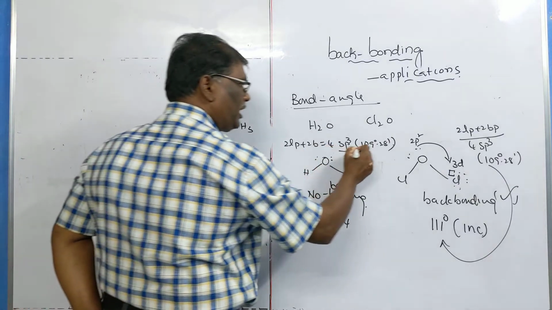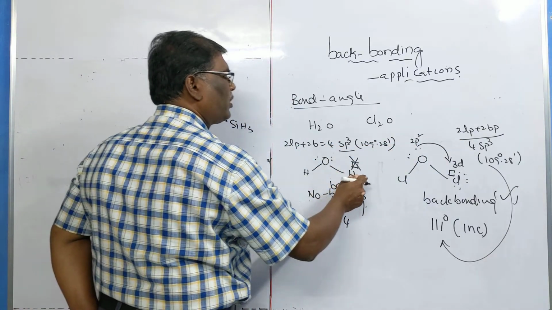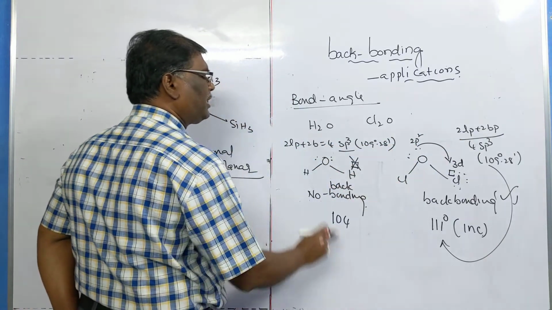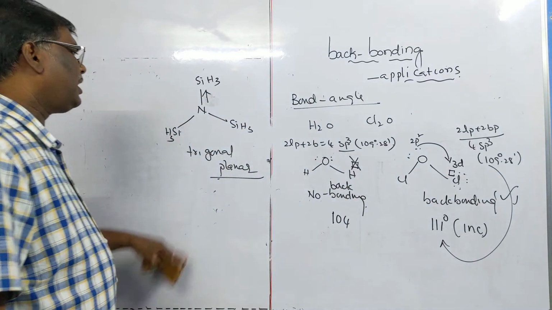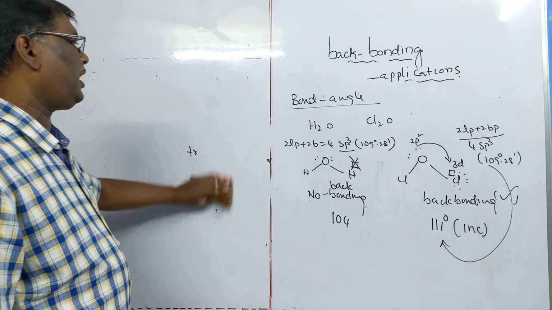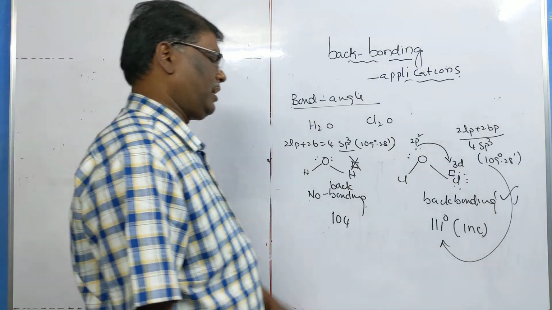The bond angle is expected to be close to 109 degrees. Both have sp3 monoatomic bonded atoms, but this cannot form the back bond, whereas this can form back bonding. So because of back bonding, the bond angle is increased.